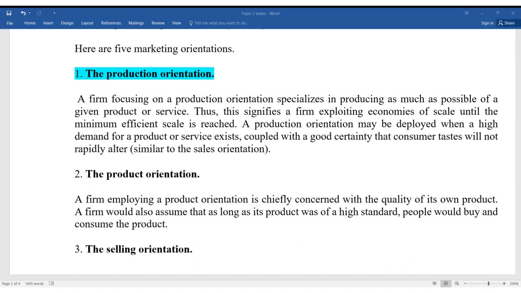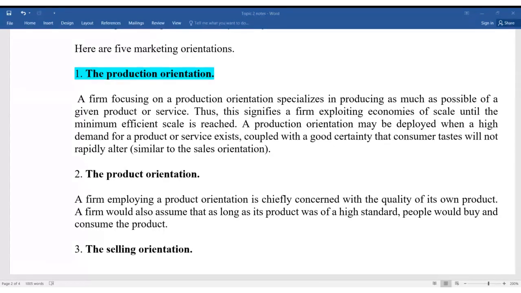Now, I want you to take note of this as well. The concept, the philosophies, the orientations, these are the same words. They mean the same thing. So don't wonder why I'm calling them orientation and again concept and again philosophies. They refer to the same thing.